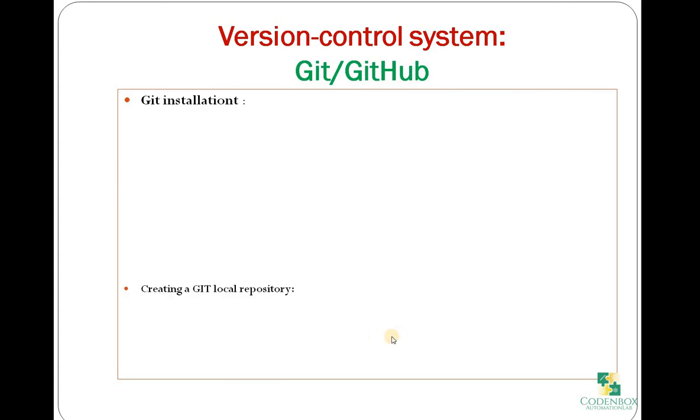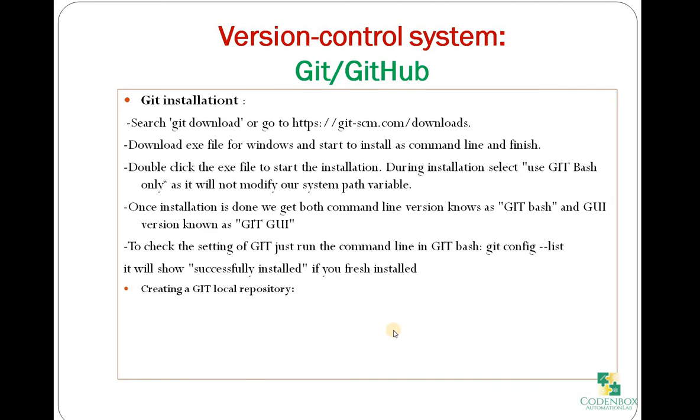Next is how to install Git. To install Git, we have to search. You can search for Git download or download Git, or you can go directly to the site, gitscm.com download. Then you can download it, and there will be an exe file for Windows. We'll download that exe file and start to install. You will see a lot of command lines, and finish it.